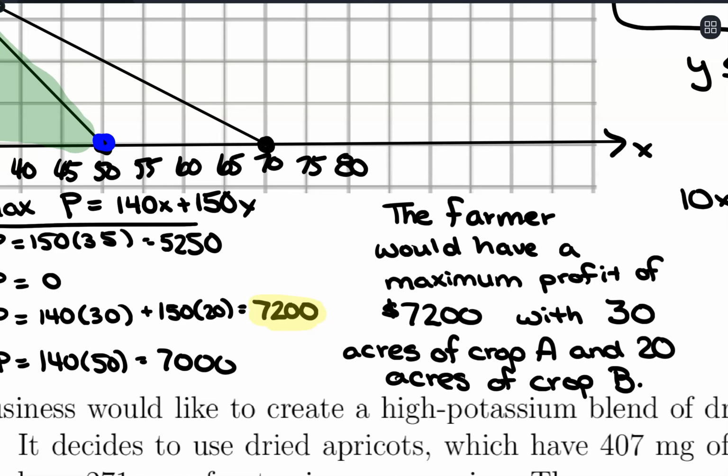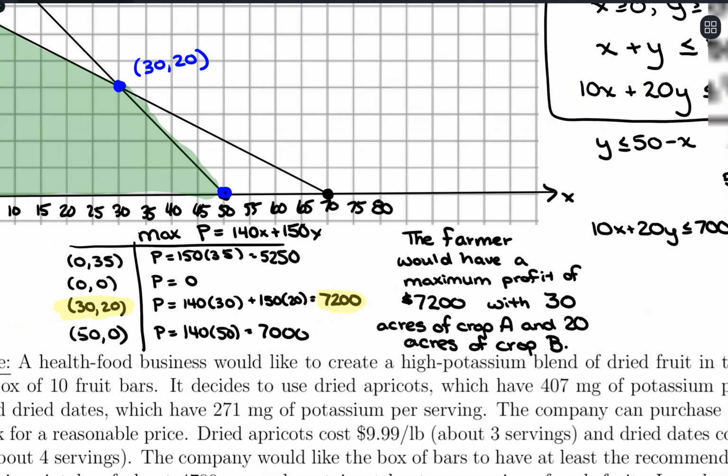So from the solution, we get three pieces of information. We get our x coordinate, we get our y coordinate, and then we also get this maximum value coming out from plugging into the equation.